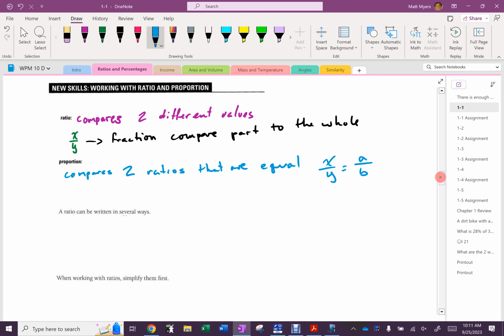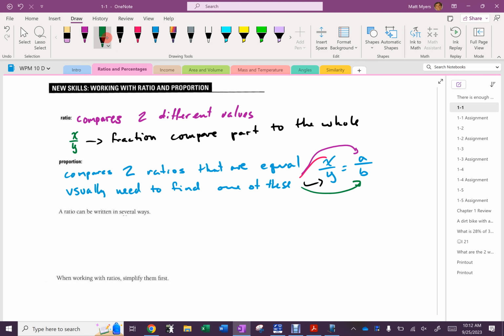And you usually need to find one of these. That one, that one, that one, or that one. And how will you find it? By multiplying the pair and dividing the spare.